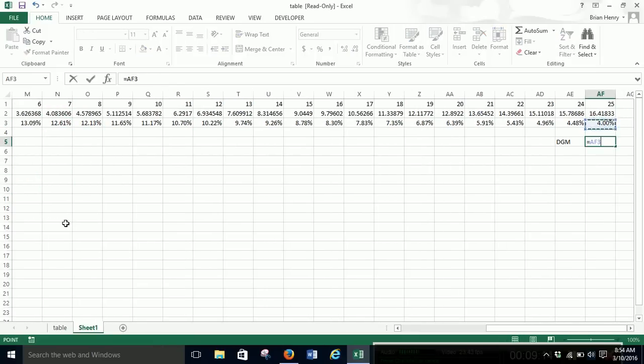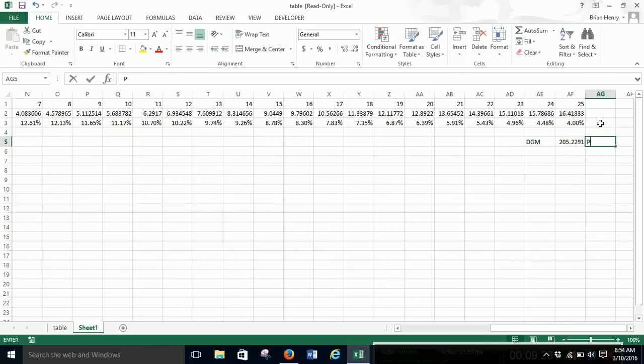All right, so the dividend 25 divided by R, which I said was in C10, is that right? Minus our growth rate, perpetual growth rate. Okay, so this is the theoretical price of the stock in 24.